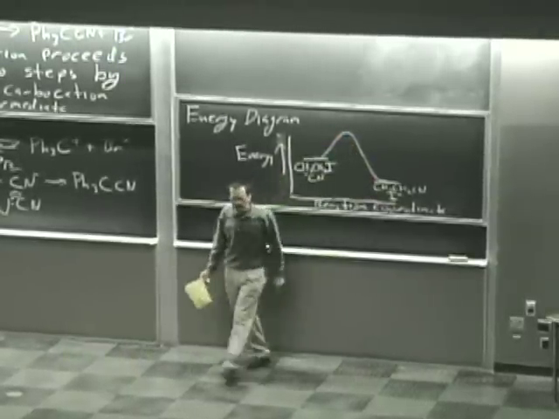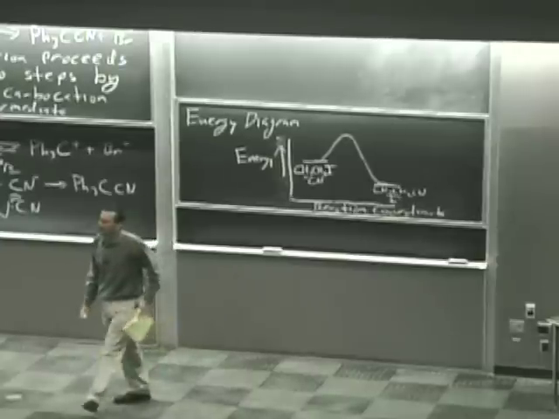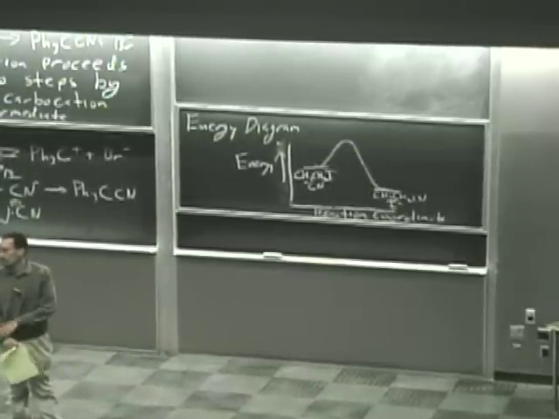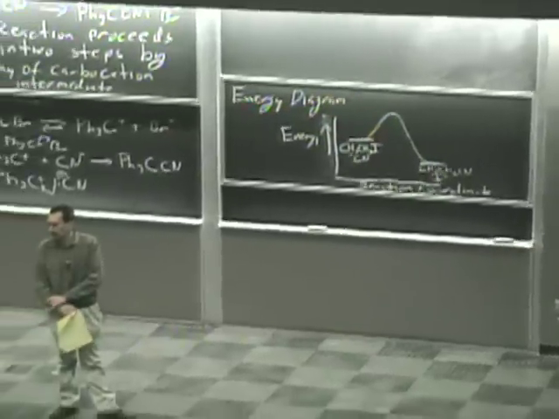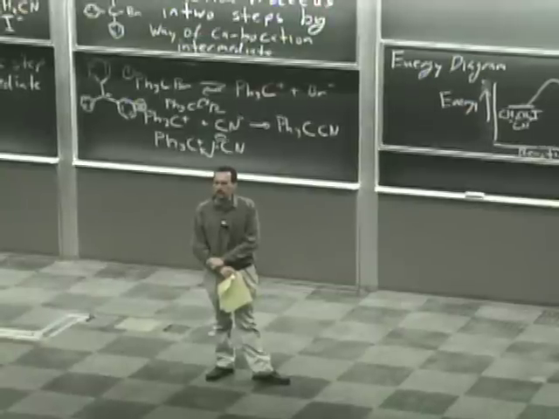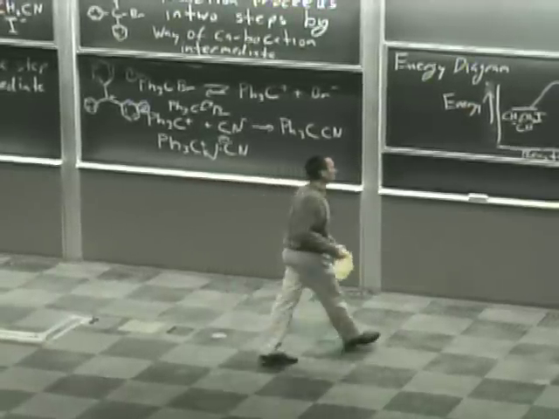We call the highest energy point on this transition from reactants to intermediates, intermediates to products, or directly from reactants to products, we call the highest energy point the transition state.